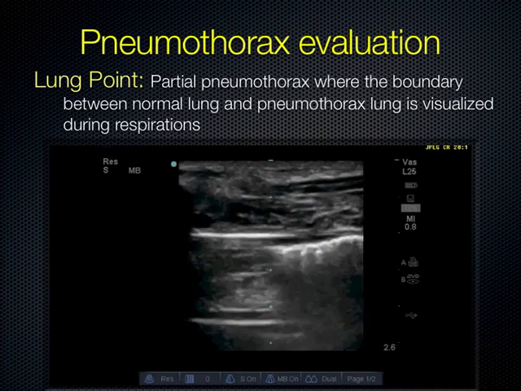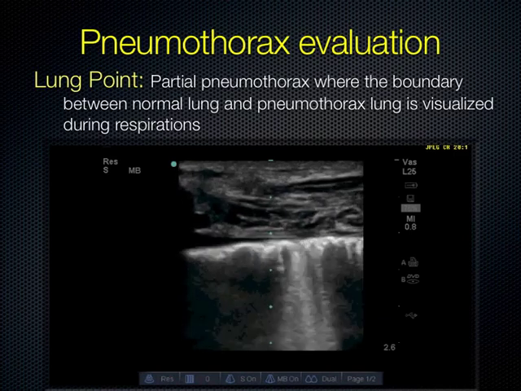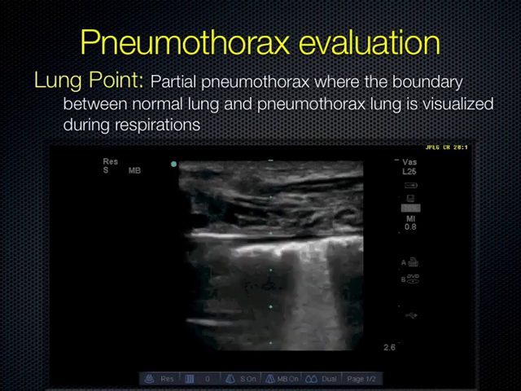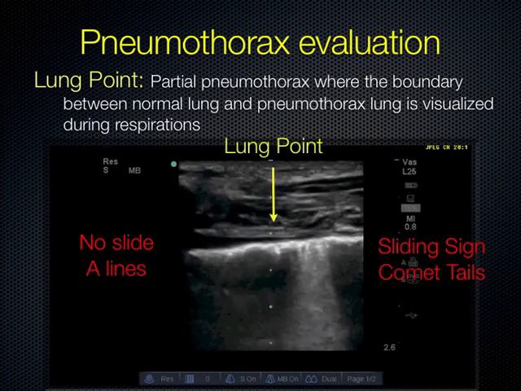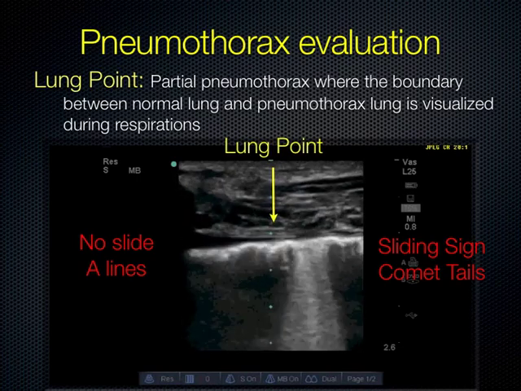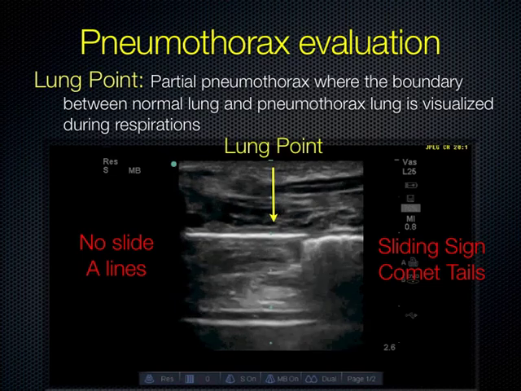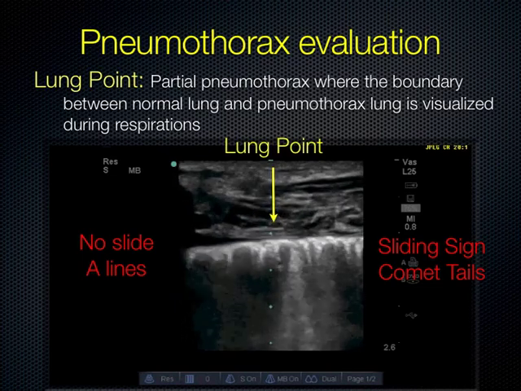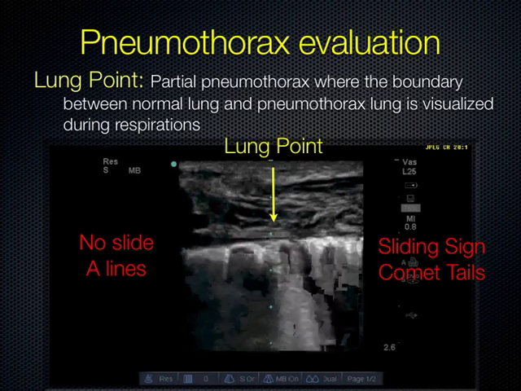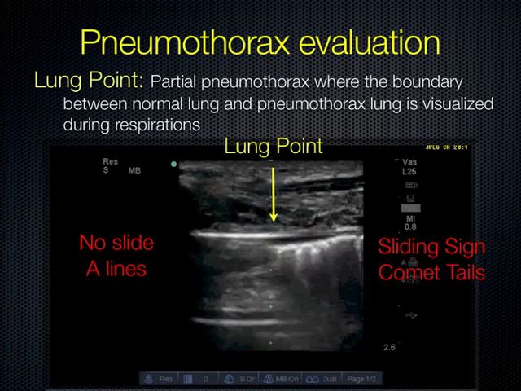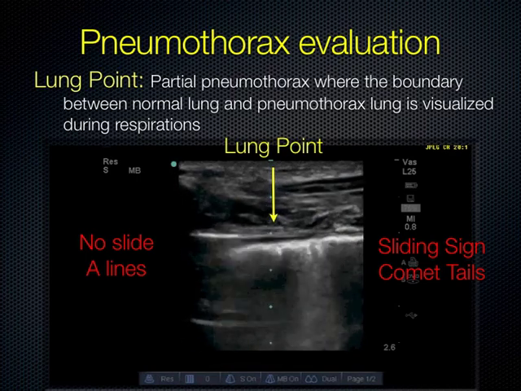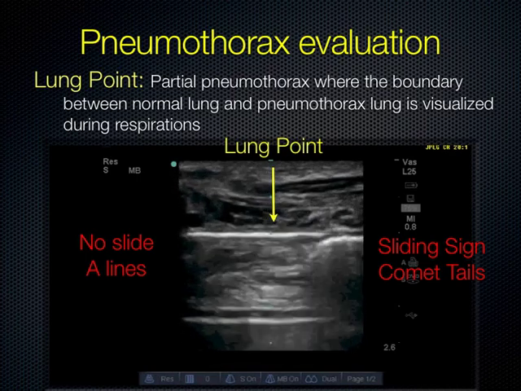And on this side, you have no slide and A lines periodically. And on the other side, you have sliding sign and comet tails, because this is the actual point at which the lung falls away from the chest wall. 100% diagnostic. If you see this, this is a pneumothorax. Nothing else does this. Can everybody see that? If you're looking at this exact spot where the lung has fallen away from the chest wall, you can imagine you put an M mode through there, and sometimes you might see the lung up and sometimes you might see it down as the patient breathes.